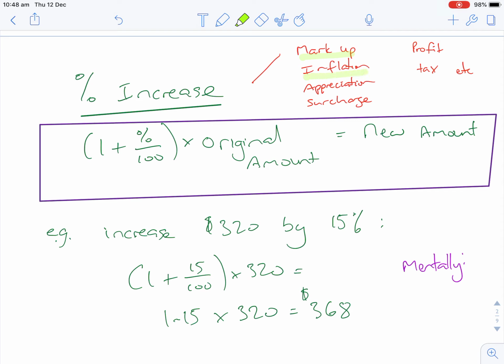Then you've got inflation, which is just those sort of natural price increases. Natural price increases that apply to everyday goods. Then you've got appreciation, which is also price increases, but they apply to capital assets.